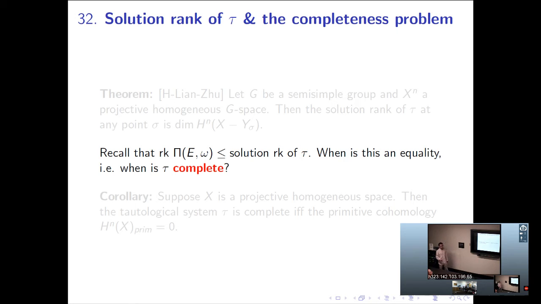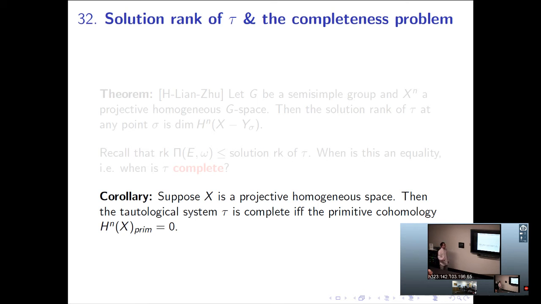So here is an immediate application of this result. Recall the pure integrals of a family are solutions to tau. Now the question is when tau is complete, meaning any solution is a period. The corollary is that in the case X is a projective homogeneous space, then tau is complete if and only if its middle dimensional primitive cohomology vanishes. And in the case where this primitive cohomology doesn't vanish, the actual solutions are precisely integrals over the same top form over these primitive cycles.